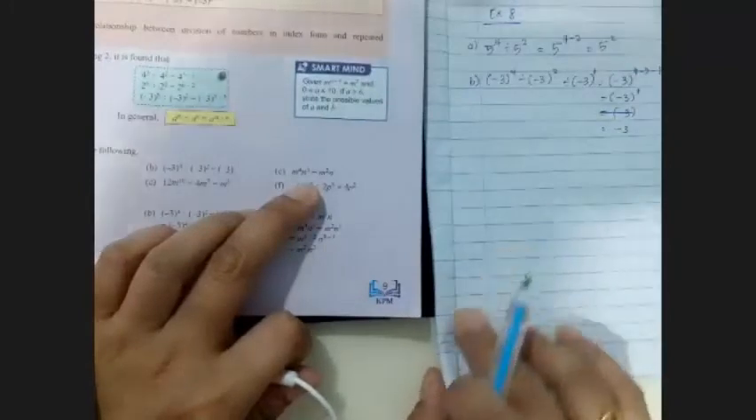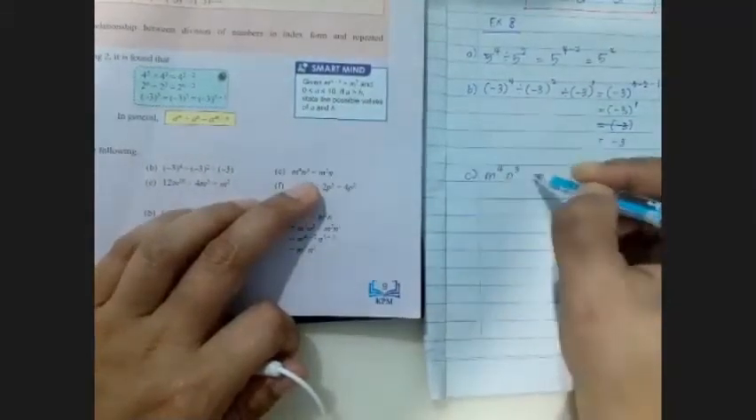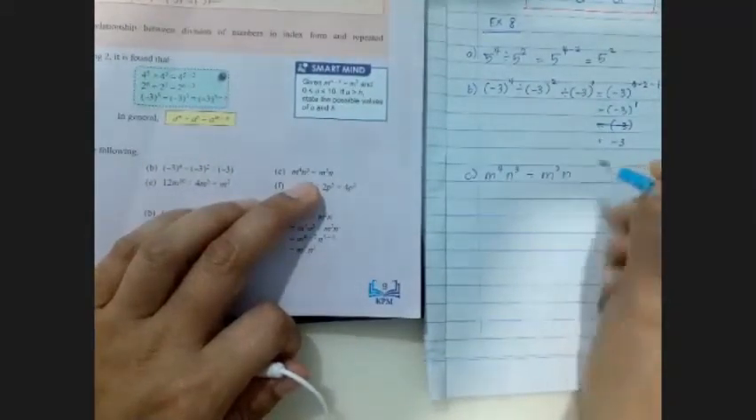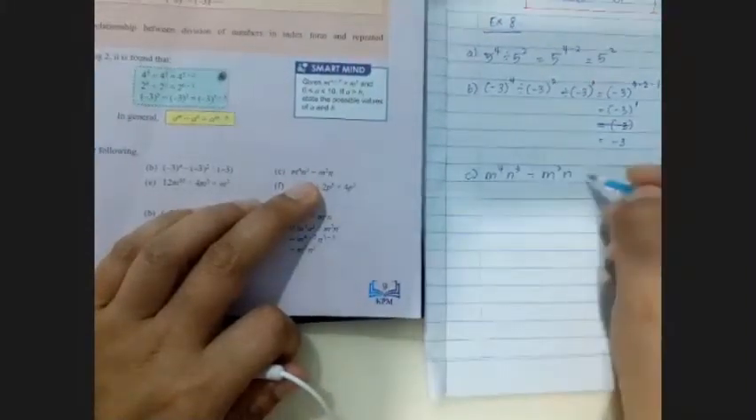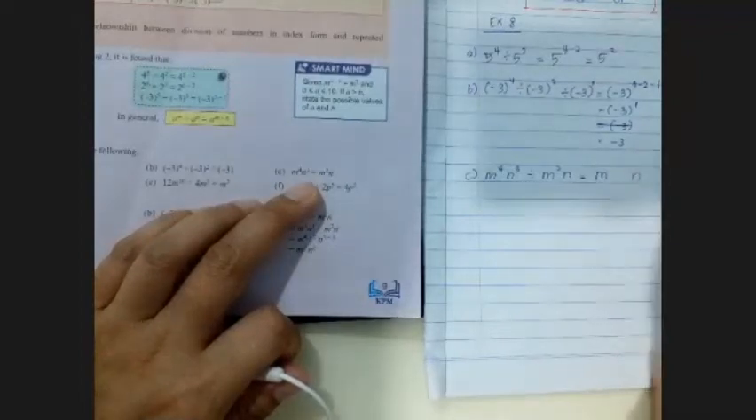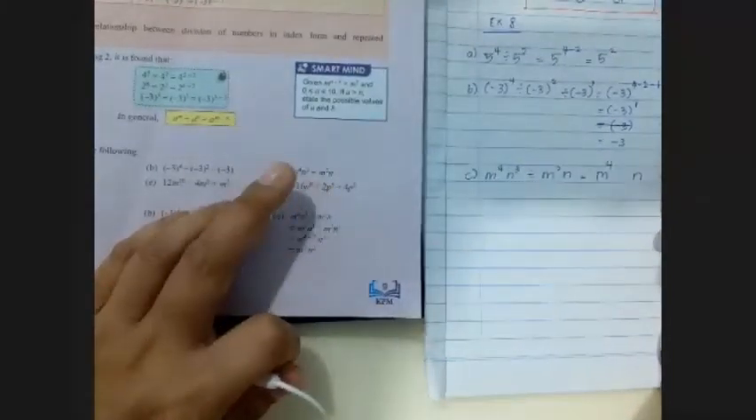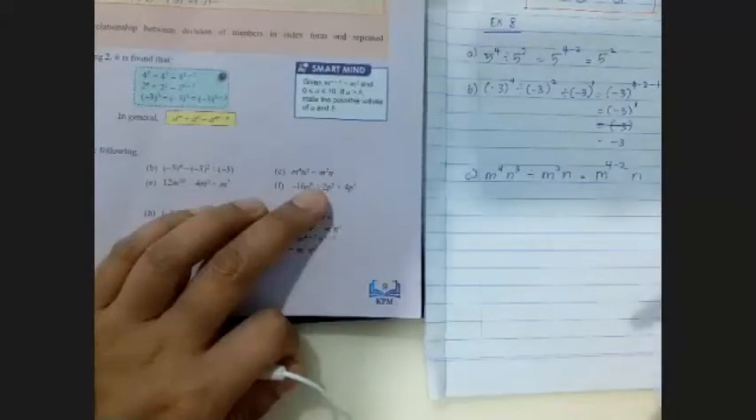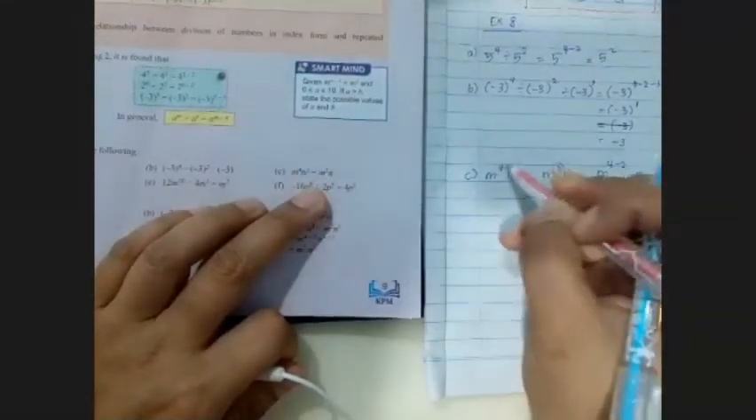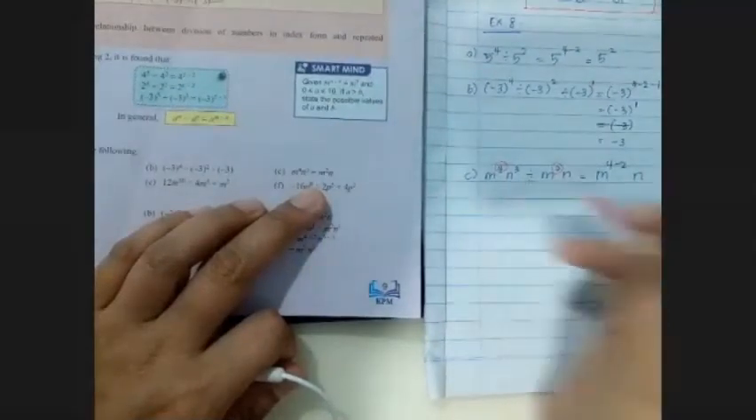Question C. Question C. M power of 4, n power of 3 divided by m power of 2, n. Okay, look at the base. How many base? 2. M and n. So 4, we minus 2. Because the index for m is 4 and 2. And why minus? Because of division.